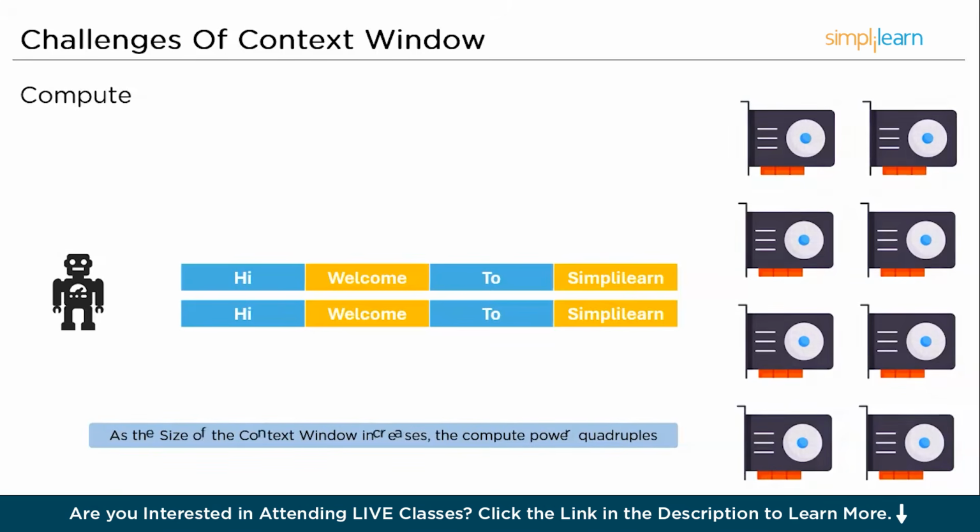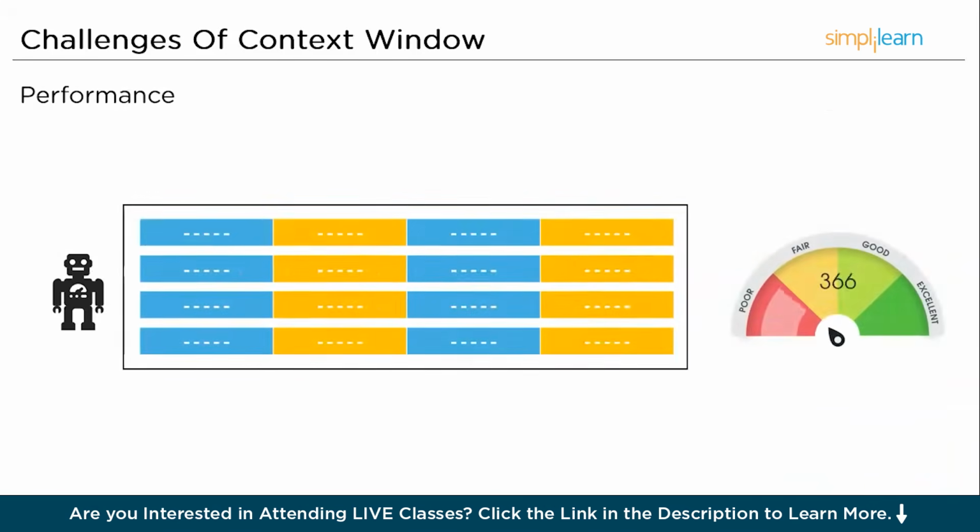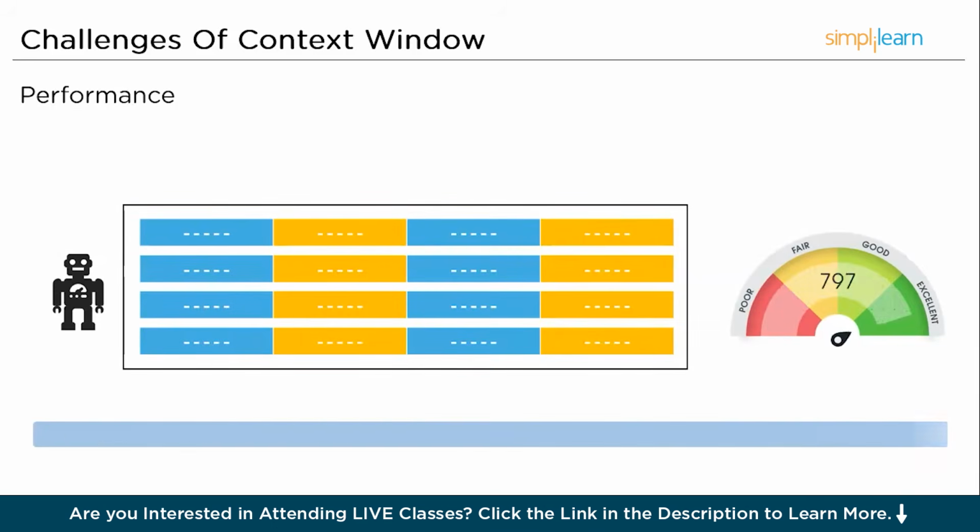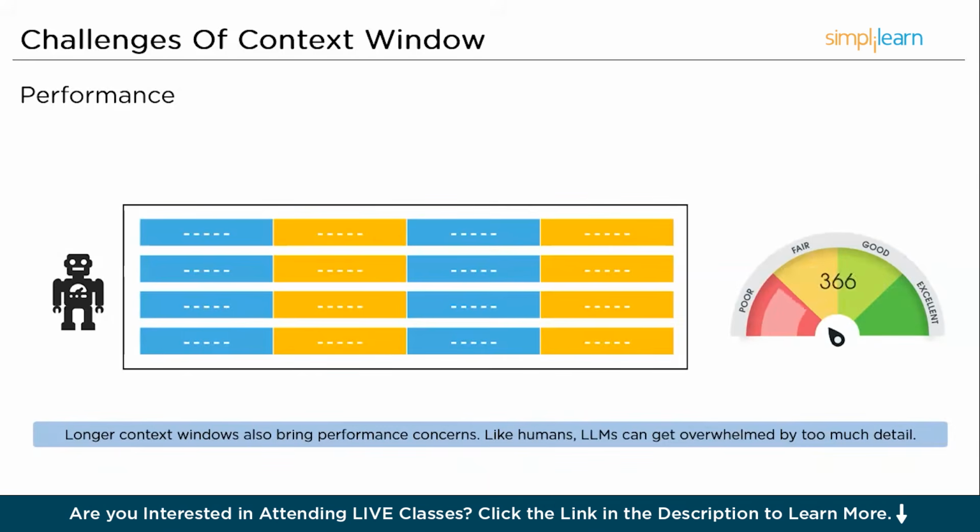Now, the second challenge: performance. Longer context windows also bring performance concerns. Like humans, LLMs get overwhelmed by too much detail. They may start taking cognitive shortcuts. A 2023 study found that models perform best when relevant information appears at the beginning or end of the input. Performance tends to degrade when the model has to process key information placed in the middle of long sequences.